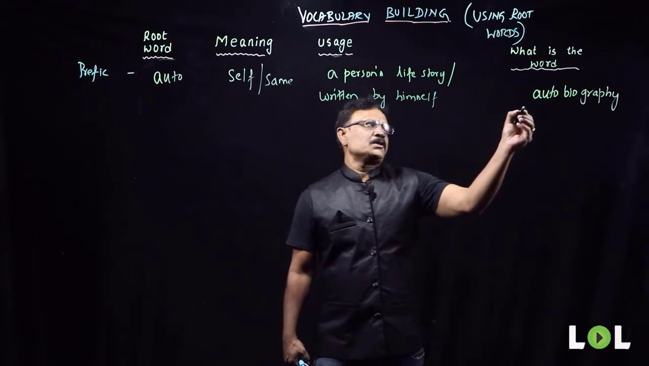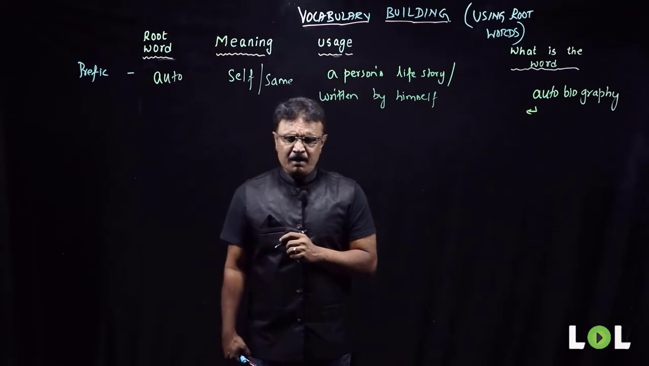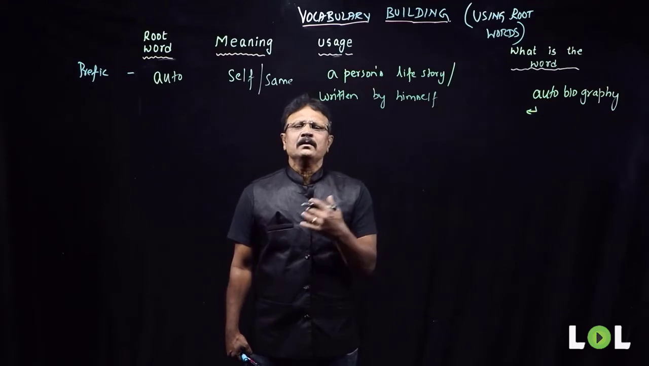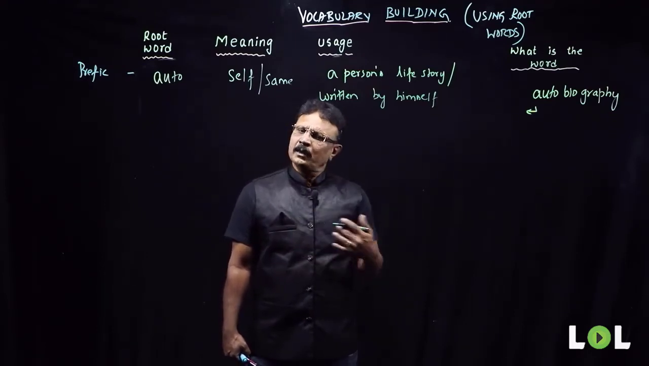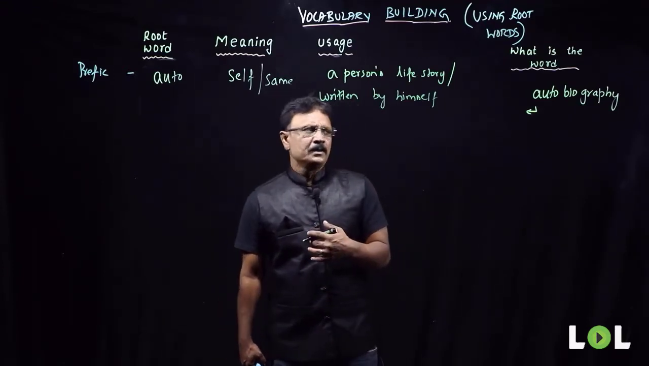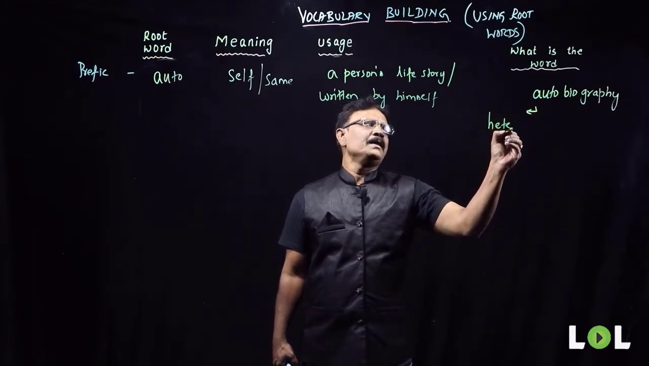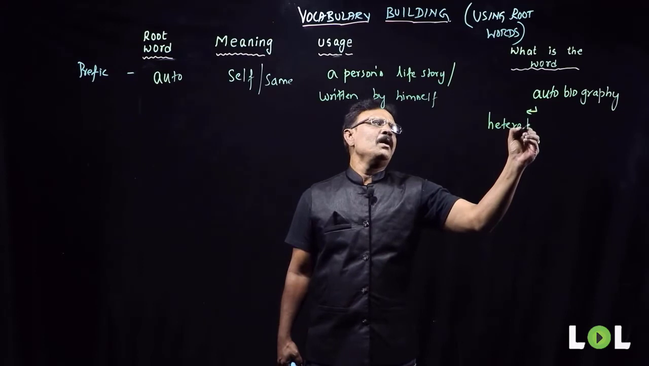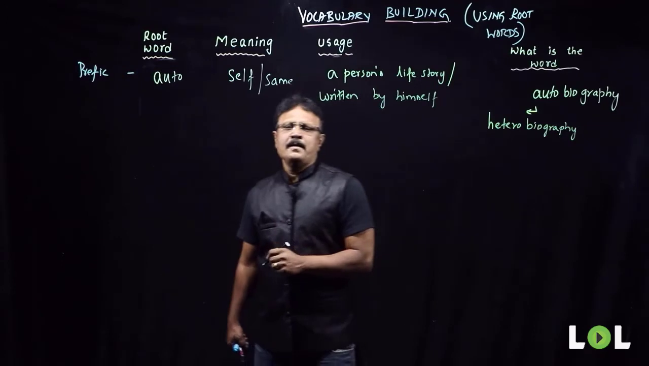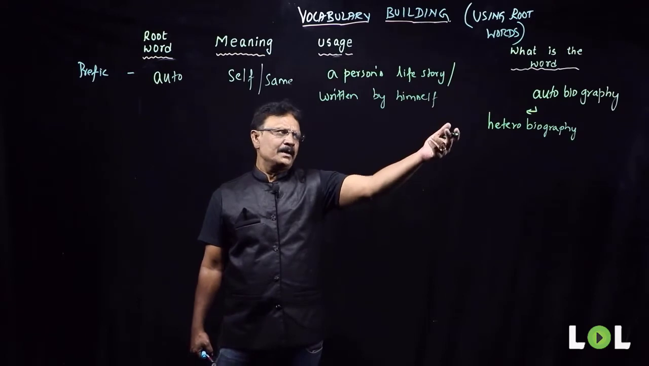Just to give you an antonym here: another person writing somebody else's life story. Not his own life story, not her own life story. Another person takes over this. So it's not auto here, it's hetero. H-E-T-E-R-O biography. As simple as that. One person writing the life story of another person is heterobiography.